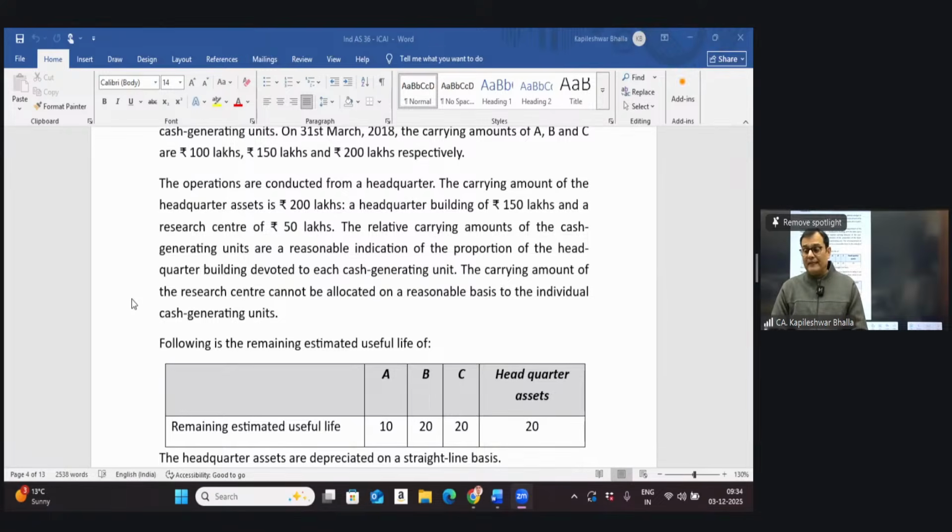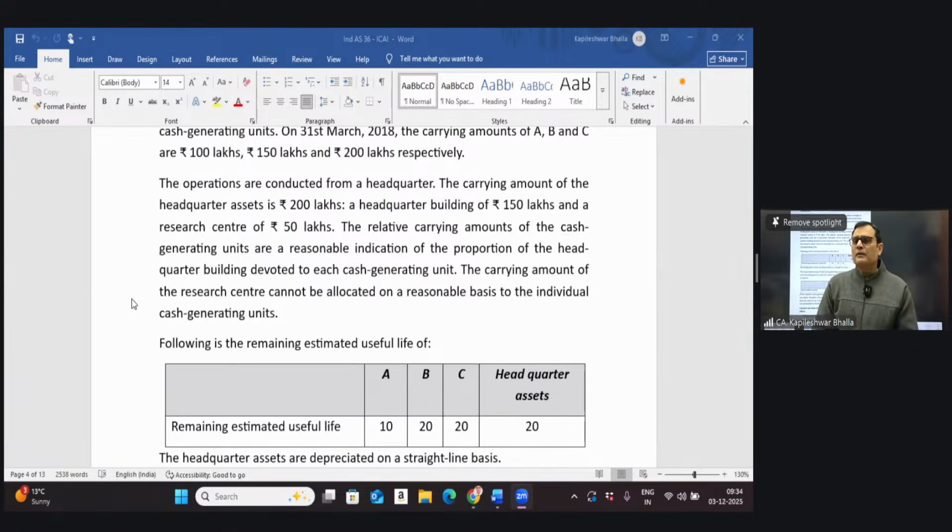Then he says the relative carrying amount of the CGU is a reasonable indication of the proportion of the headquarter building devoted to each of the CGUs. So the allocation of the corporate assets will be done in the ratio of the relative carrying amounts. Then he says the carrying amount of the research center cannot be allocated. Now, only one of the corporate assets can be allocated, the other one cannot be.